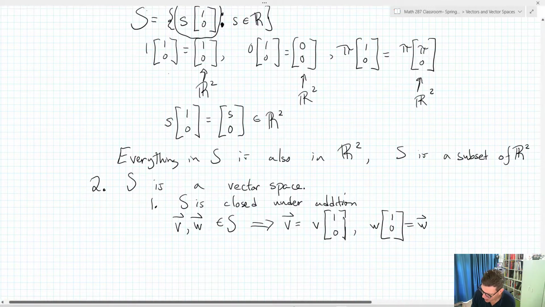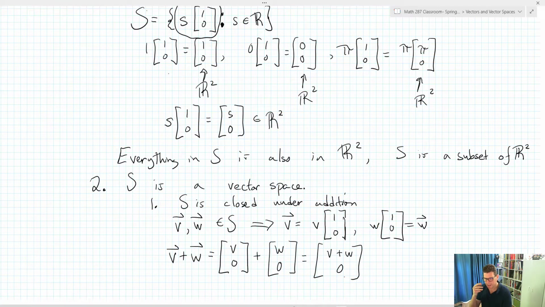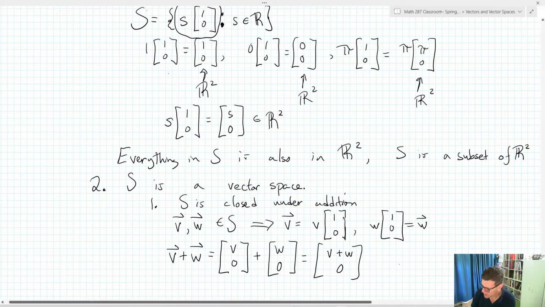So now when I add v plus w, right, that is going to end up equaling (v, 0) plus (w, 0), and that equals (v plus w, 0). Okay? So what you can see here is, since v and w are both real numbers, v plus w is going to be a real number. So the vector v plus w is going to belong, not to R2, but to S, because it has the same form: a real number over 0.